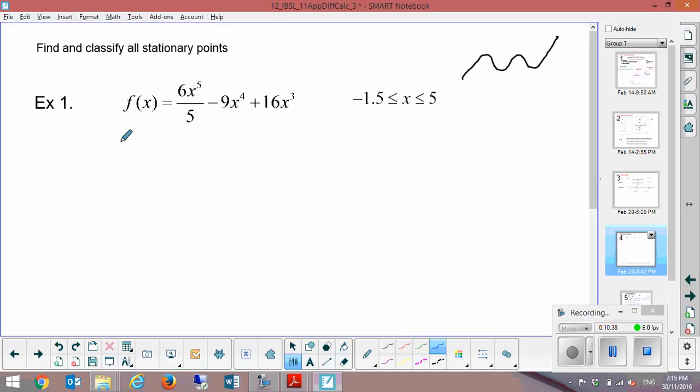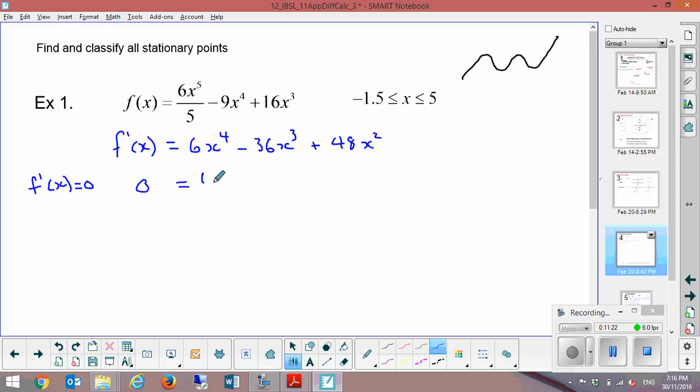So the first job is to differentiate it. I've picked something so it cancels nicely. We've got 5 times 5 comes down and cancels, so we get 6x to the 4th, so that makes it easier for us. Hopefully we remember how to do these differentiations. Minus 4 9s are 36x cubed plus 48x squared. All right. We now want to make that equal to 0 to see where the stationary points are. So we're going to equate f dash x equal to 0.